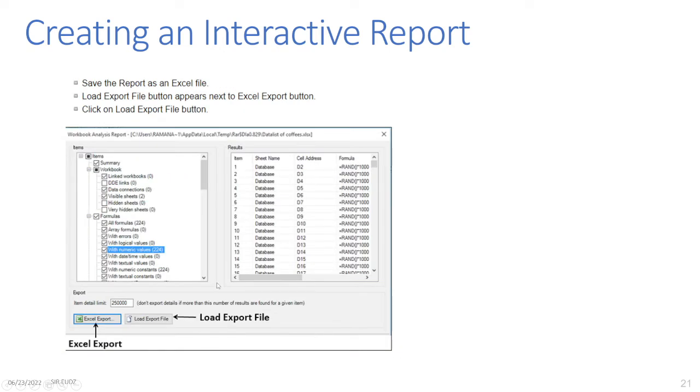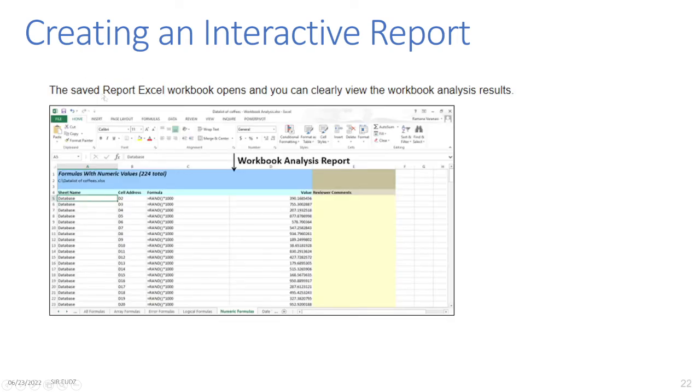Creating an interactive report. So save the report as an Excel file. Load the export file button. So we have load export file button appears next to Excel export button. Click on the load export file button. So click on this. The saved report Excel workbook opens and you can clearly view the workbook analysis result. This is the workbook analysis report.